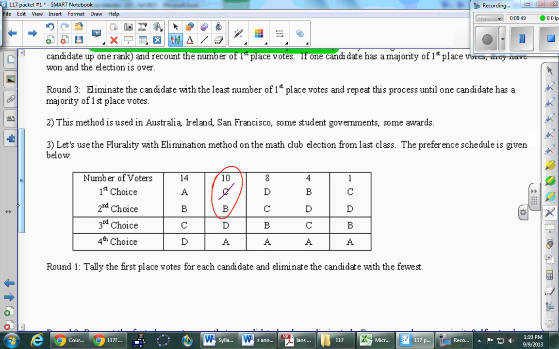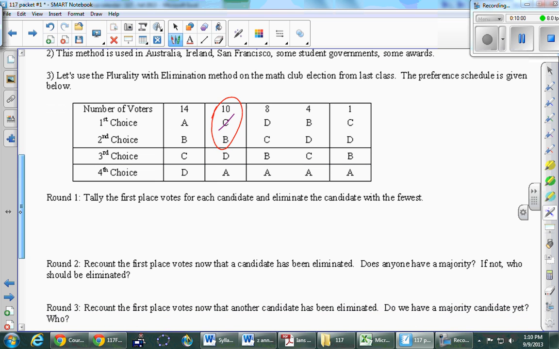Okay, so before we do this example, we're going to Sam. Can you read number 2, please? Thank you. Griffin, 3.